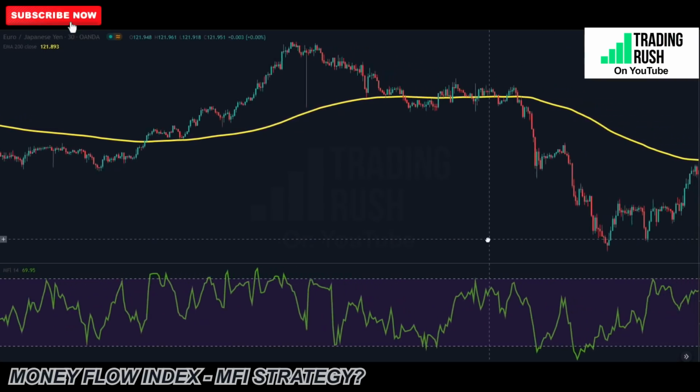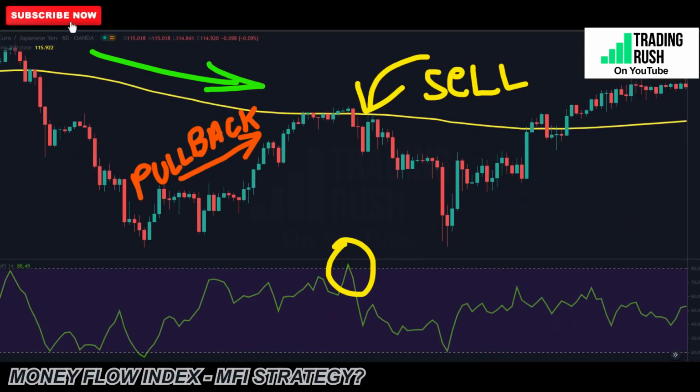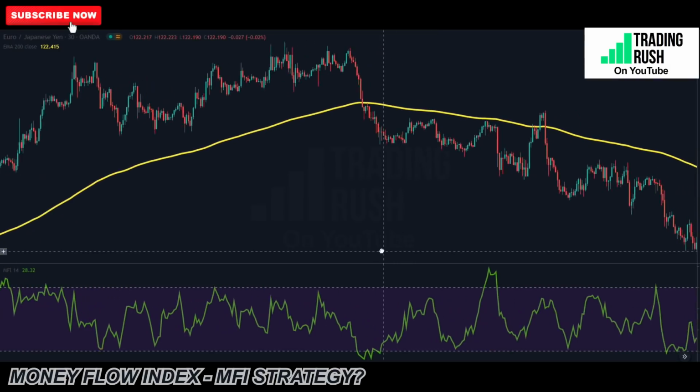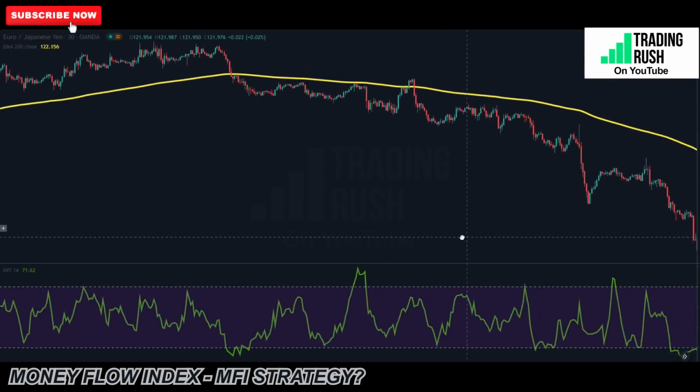Number 4. If you are a trend trader, you can use the Money Flow Index to find the possible end of the pullback. If there is an uptrend going on and you see a pullback, wait for the MFI to come out of the oversold zone. Then you can enter a trade in the direction of the trend. That's all. Now you know how to use the Money Flow Index indicator properly.